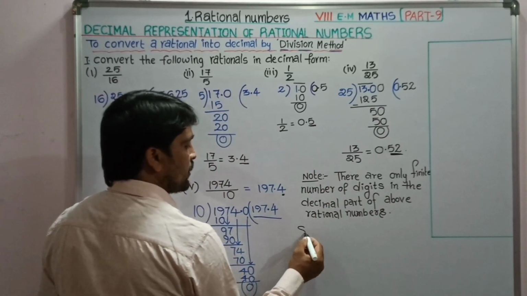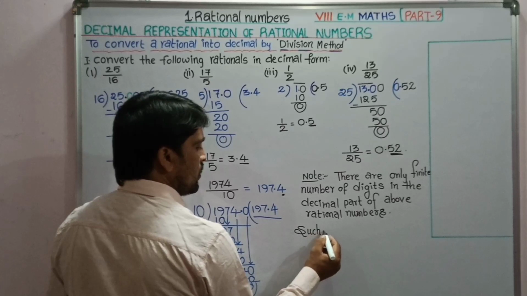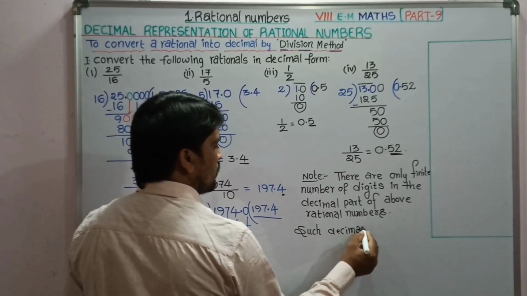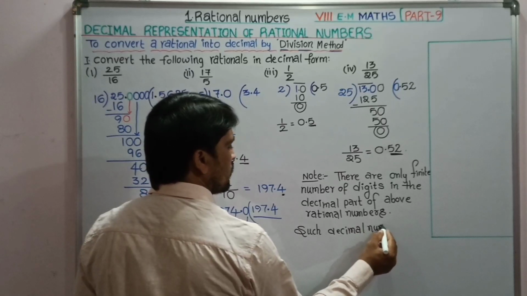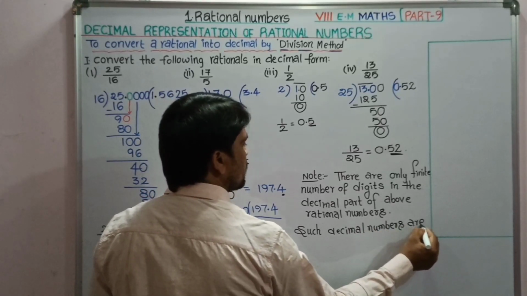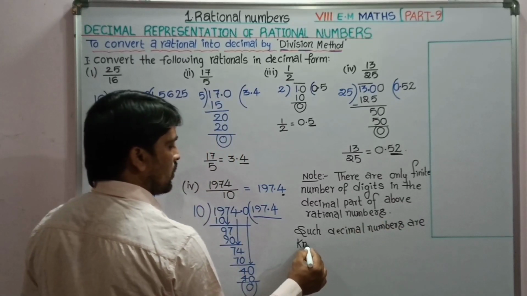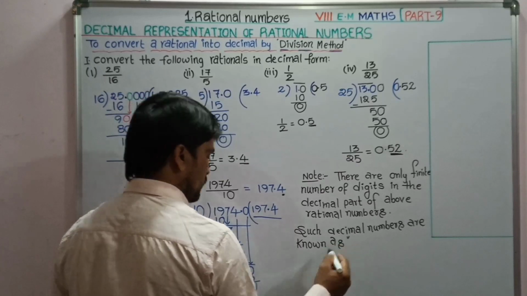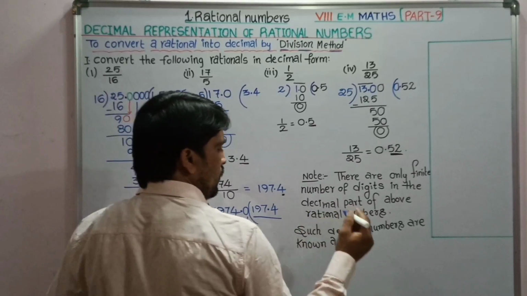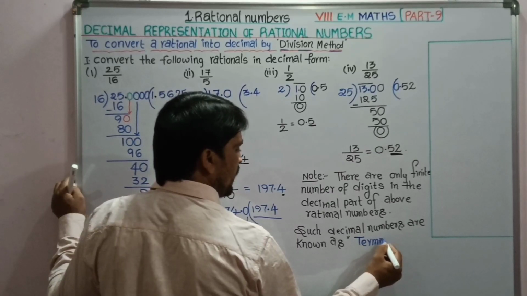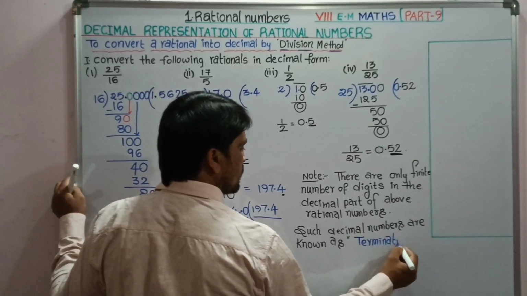Such decimal numbers are known as terminating decimals. Terminating decimals.